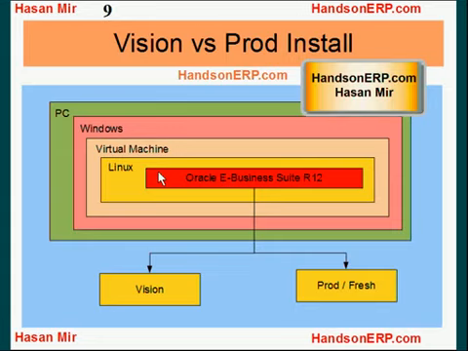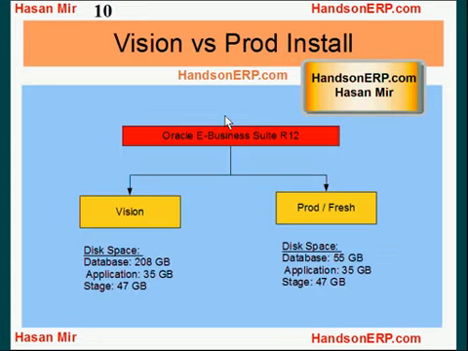Also, keep in mind that if you are doing a Vision installation, you need 150 gigabytes more disk space. All my numbers are based on the production install. So you need to add 150 gigabytes to the space requirements that I have given you. This is the breakdown. If you're doing a production install, your database size is 55 GB. It doesn't have Vision Corporation's data in it.